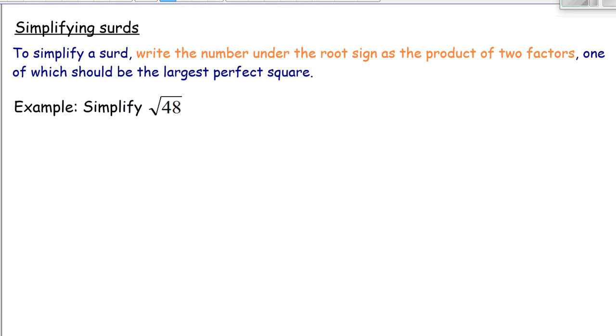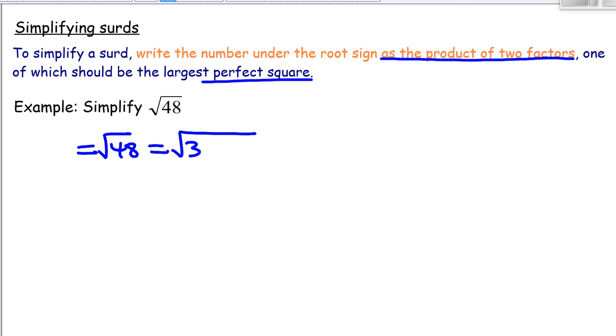Simplify the square root of 48. I'm going to write 48 as a product of two factors, one of which will be a perfect square. So what I will end up with is the square root of 48 is equal to the square root of 3 multiplied by 16. Now 16 is a perfect square. So what we'll end up with here is the square root of 3 multiplied by the square root of 16.